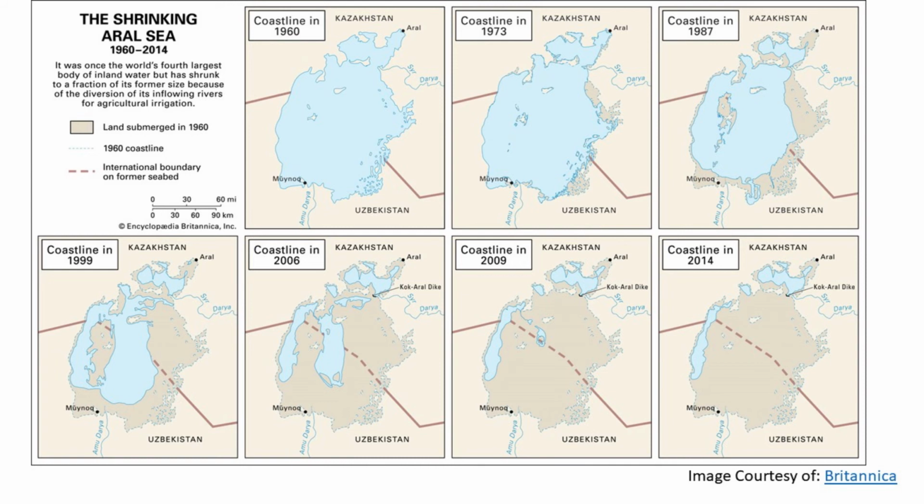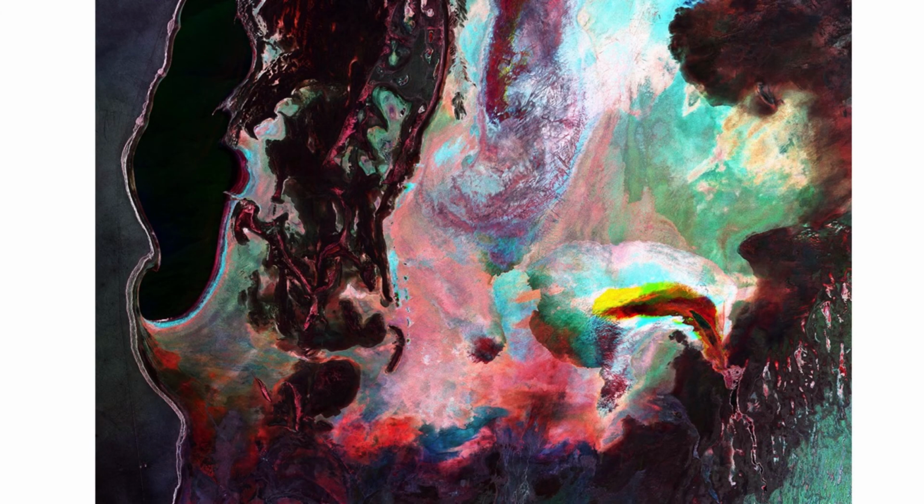And eventually it lost 90% of the water due to the irrigation practices. And the northern area consists of a dry salt terrain, and it's called the Aral Karakum Desert, while the southern section of the water has been stabilized. And that was stabilized because of the dam that was built that the country of Kazakhstan really put an effort into.